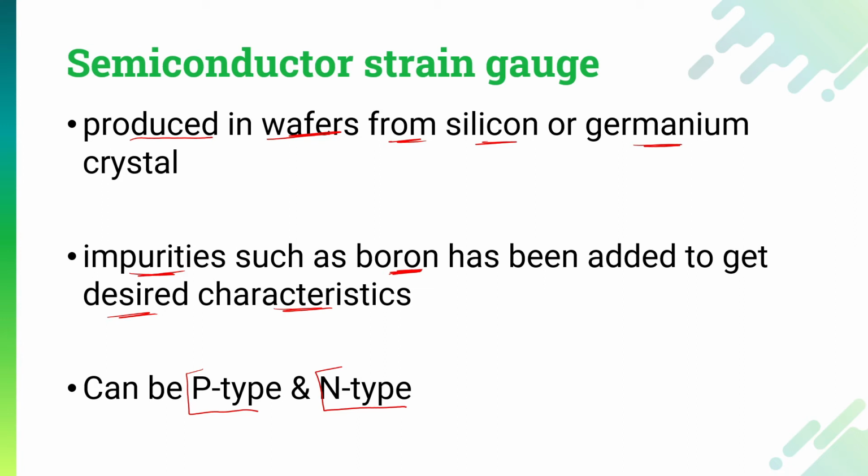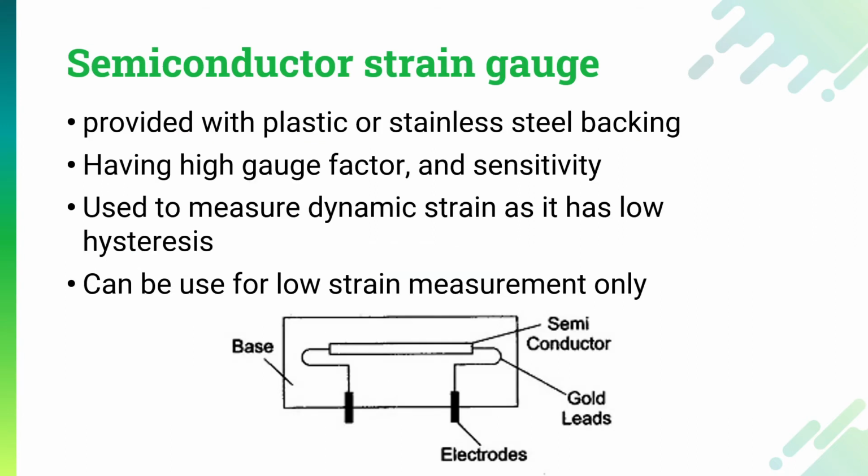So semiconductor strain gauges are usually provided with a plastic or stainless steel backing and are bonded to the test surface with the same method that we are going to check out for the wire or foil type gauges. Okay, so there is no change in the bonding methodology, there is just a change in the material of the strain gauges.